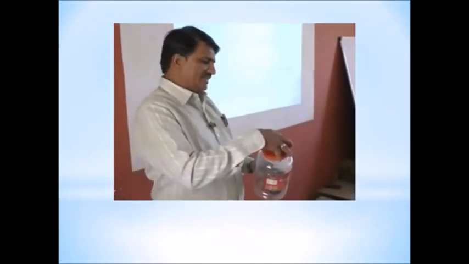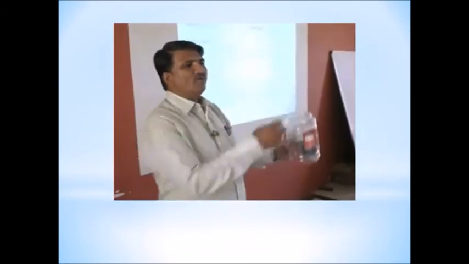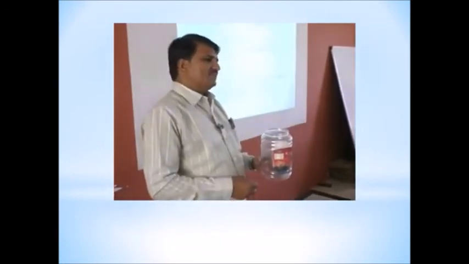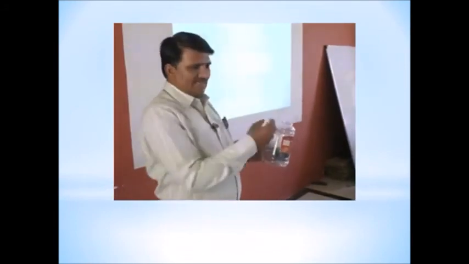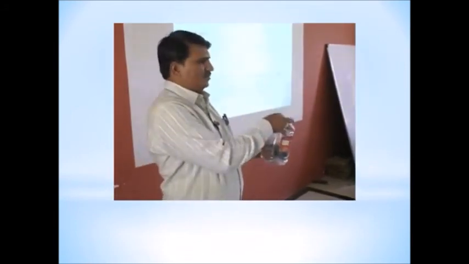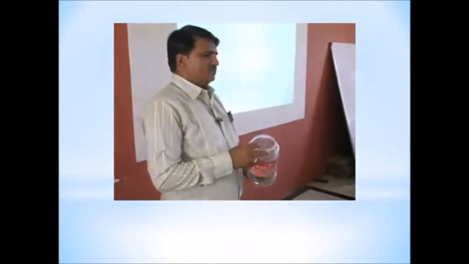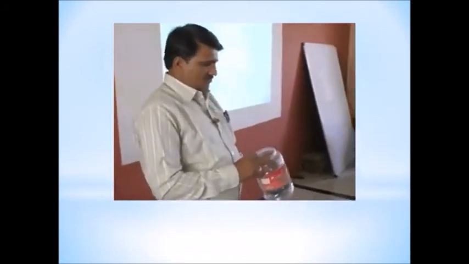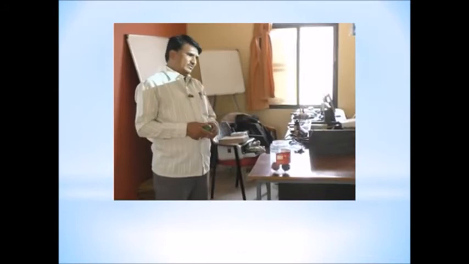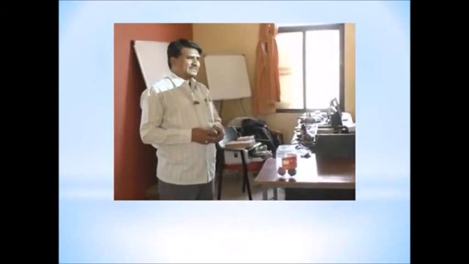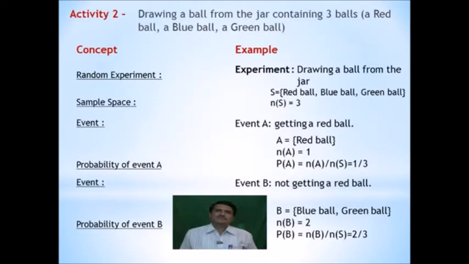Now the activity is that we have to take one ball from the jar randomly. Don't see the ball and then take it out. Without observing the ball, you have to take one ball from the jar. So we are going to do that activity. Please tell, what are the possible outcomes of this experiment and how many? 3. And which are they? Red ball, green ball and blue ball. Possibility of each outcome is the same. So N of S is 3.